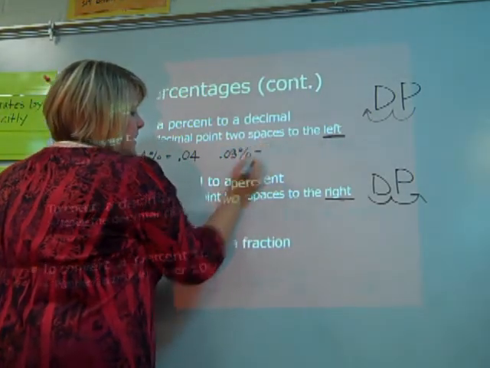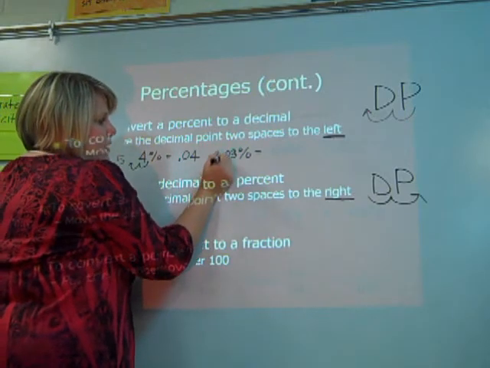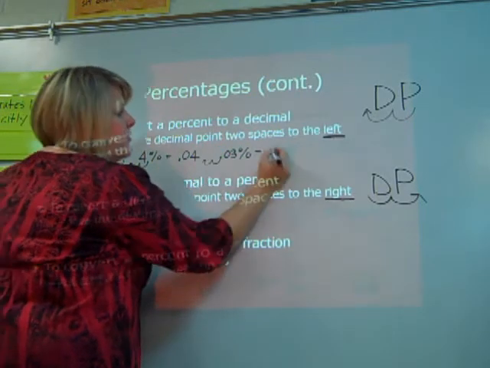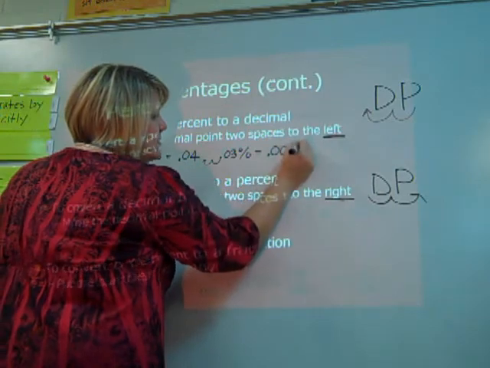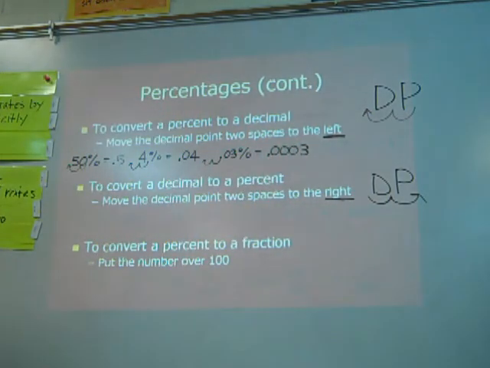0.03%. Here's the decimal in front of this 0. I move it 2 to the left. I've got to fill both of those spots with zeros. So 0.0003.